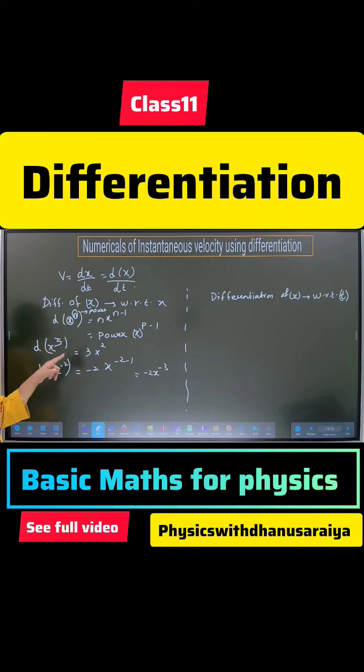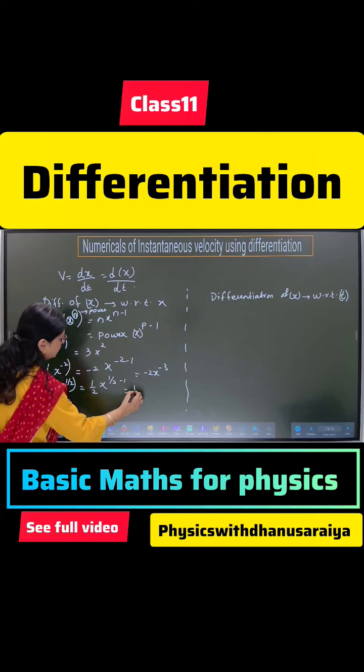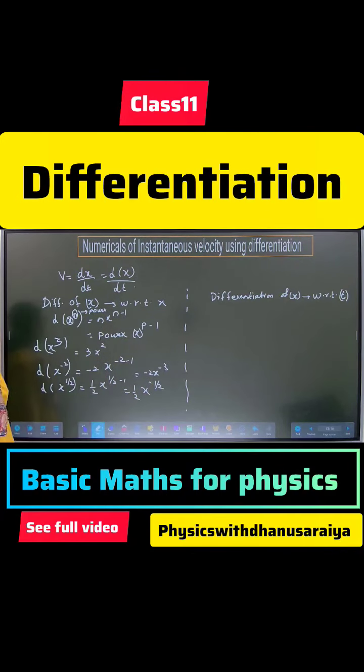So whether the power is positive, or negative, or a positive fraction or a negative fraction, the same procedure has to be followed. Let us do one fraction. x raised to half. What should I do? Half, x raised to half minus 1. So what is my answer? x raised to what is half minus 1? Negative half. Clear? So this is differentiation of x with respect to x only.